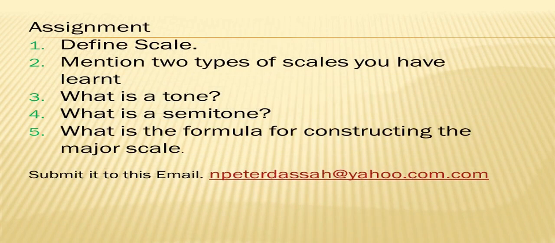Alright, so I think that will be that for today. Since we're taking it bit by bit, this is enough information for you. Let's run through the assignment. You're going to define a scale and mention two types of scales that you have learned. What is a tone? What is a semitone? What is the formula for constructing the diatonic major scale? You do your assignment, snap it, write the name of your school, your class, and send it to the email showing on your screen right now.